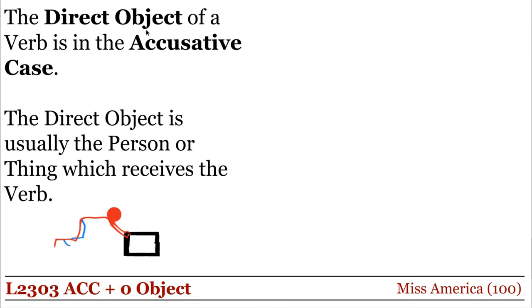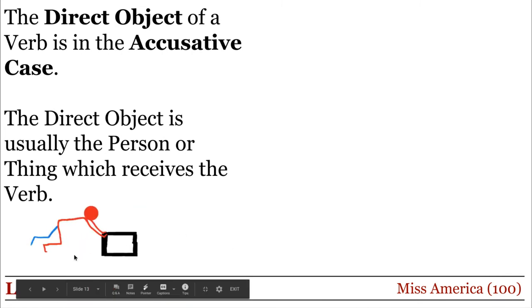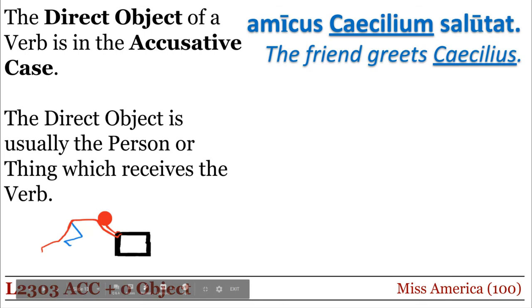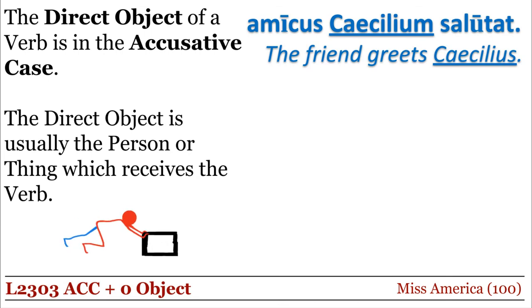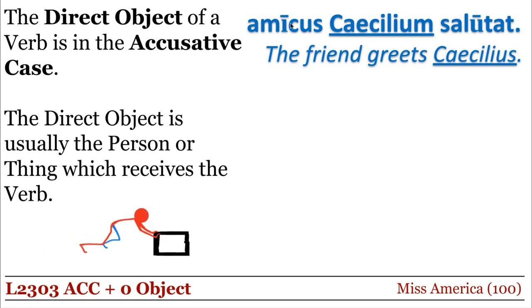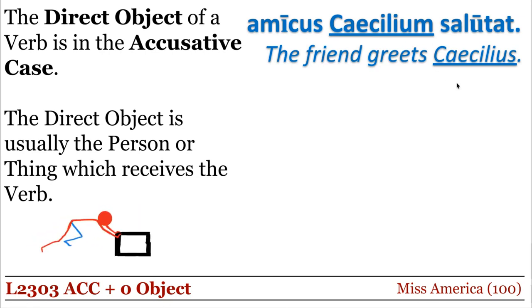The direct object of a verb is in the accusative case. The direct object is usually the person or thing which receives the action of the verb. So as the box is being moved, as you have the push, what's getting pushed? That's the object. The subject is the pusher. The object is the pushee. So: Amicus Caecilium salutat. The friend, subject phrase, greets Caecilius, object phrase.